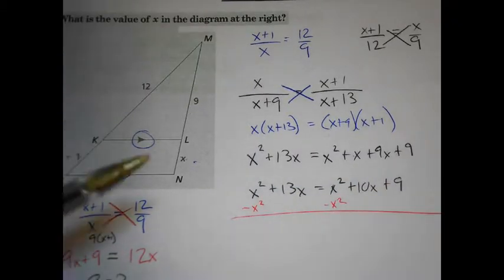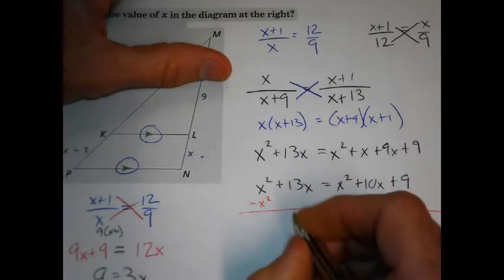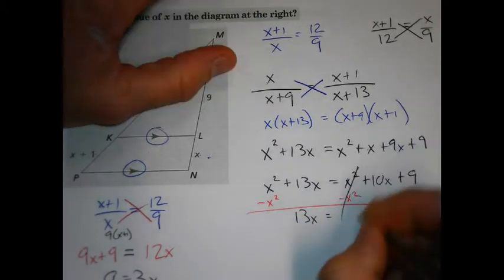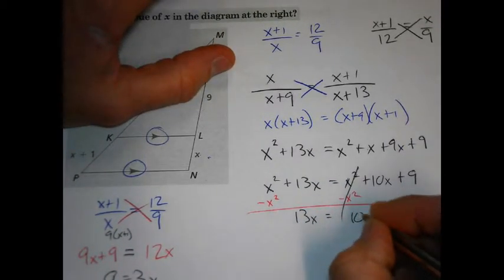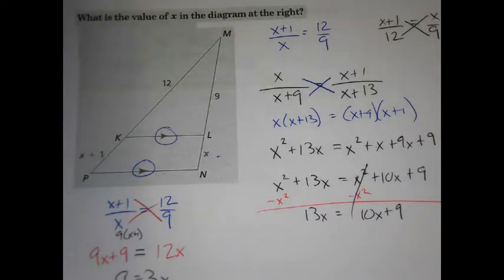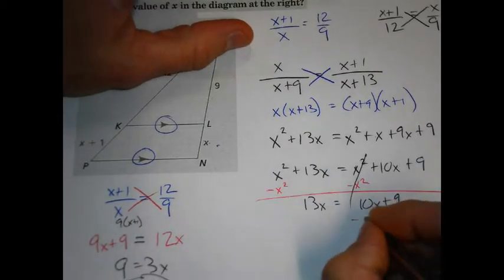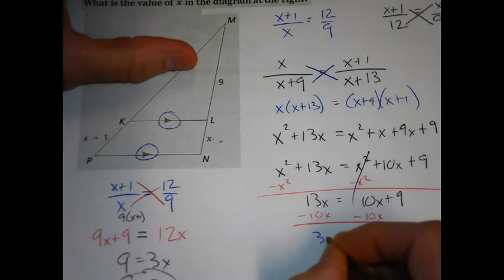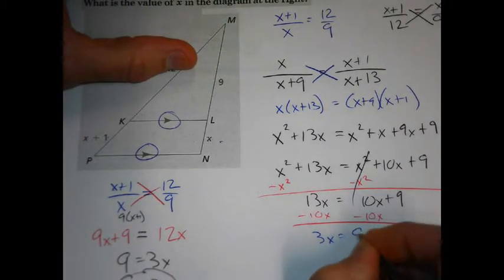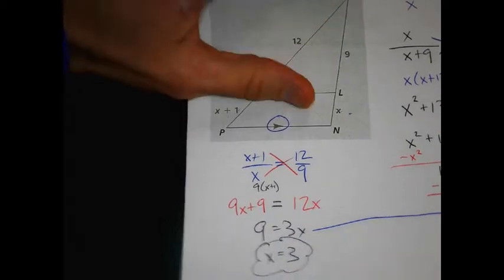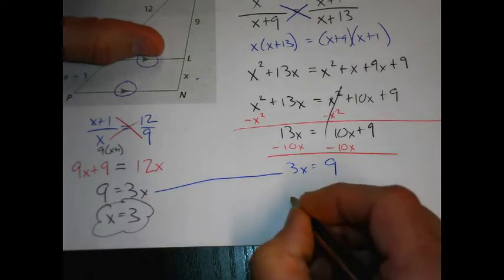What will that leave us with? On the left-hand side, 13x. On the right-hand side, look what happens. X squared minus x squared, see ya! And then we have 10x plus 9. Okay, fair enough. What now? Now we're going to do our old separation stuff, undo, subtract 10x from both sides. And then what will we have left? 3x equals 9. That's amazing! So x equals 3 no matter how you do it.